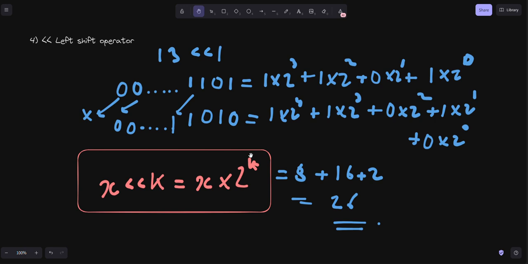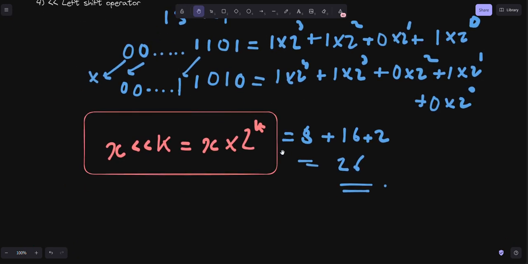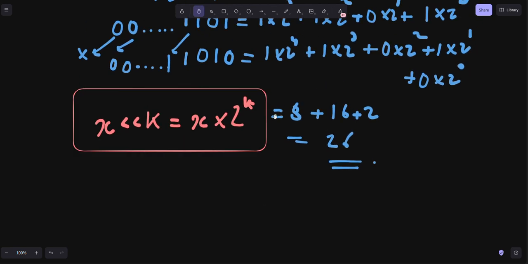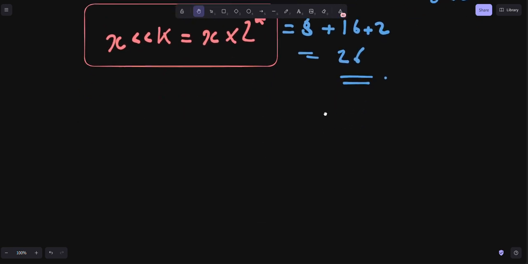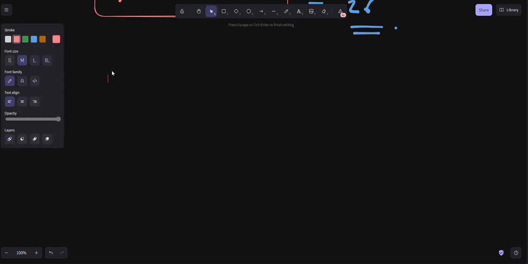Here you can see that 13 is getting multiplied by 2 to the power k. How many shifts? 1, right? So 2 to the power 1 is what it gets multiplied by. That's what the case is. 13 twos are 26, so we got 26 here, right?